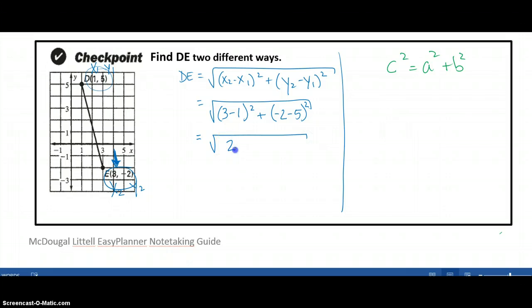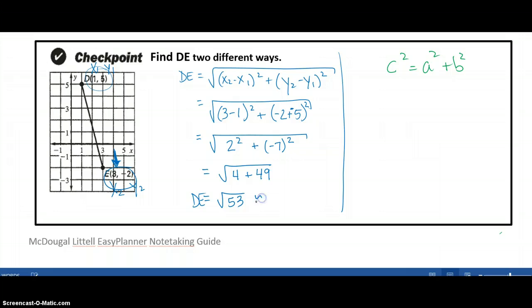3 minus 1 is 2. Negative 2 minus 5, again, we can change this to plus a negative. And negative 2 plus negative 5 is negative 7. When you square a positive or a negative, you get a positive. So 2 squared is 4, and negative 7 squared is 49. Combine like terms, and you get the square root of 53. That is an exact answer, left as a radical.